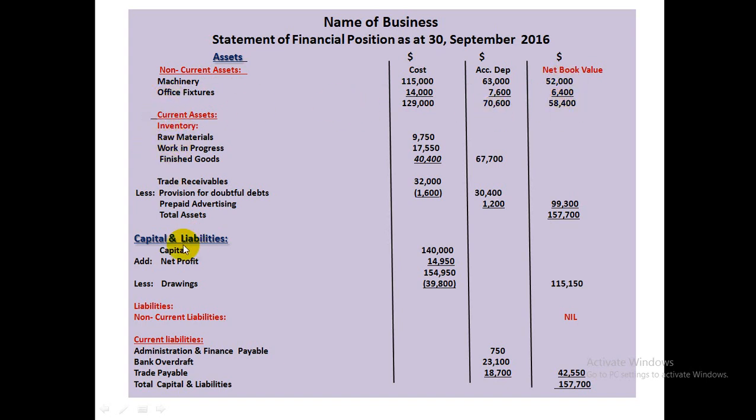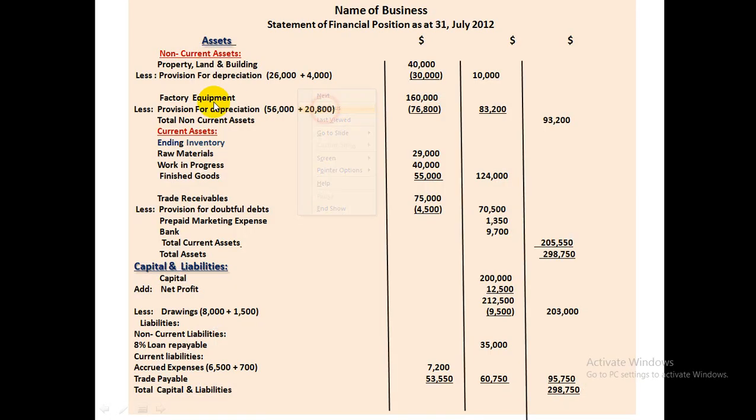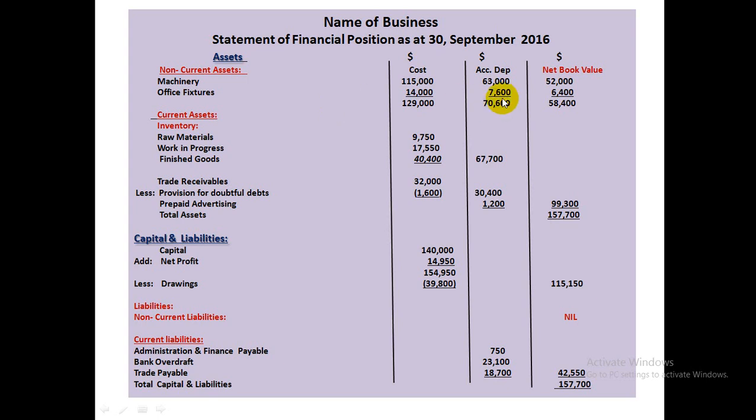The current asset and capital and liabilities portion is done in the same way, only the presentation style of non-current assets could be either in this way or in this way. Both are giving you the same amounts, only the presentation style differs a bit. So you can follow either this or the previous one. Both will give you the same marks. Hope you are clear about the format of manufacturing business statement of financial position.